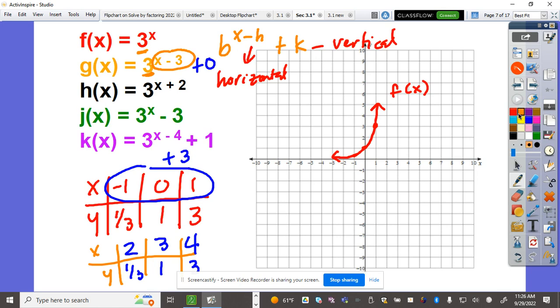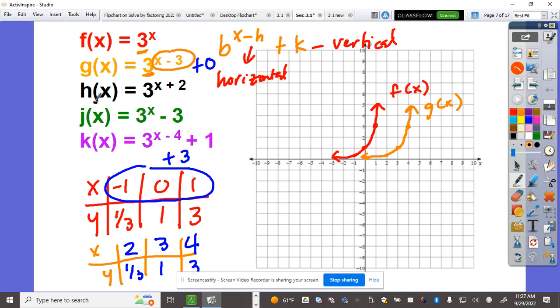So if I graph the orange one here now, it will be 2 and 1/3, right somewhere here, 3, 1, and 4, 3. You will see if you compare the orange and the red graph, it shifted to the right 3 units and becomes the g of x. Make sense? Good. Let's do another one here.